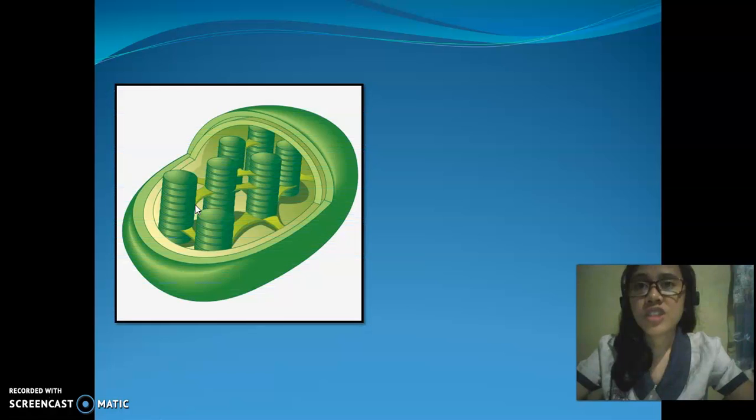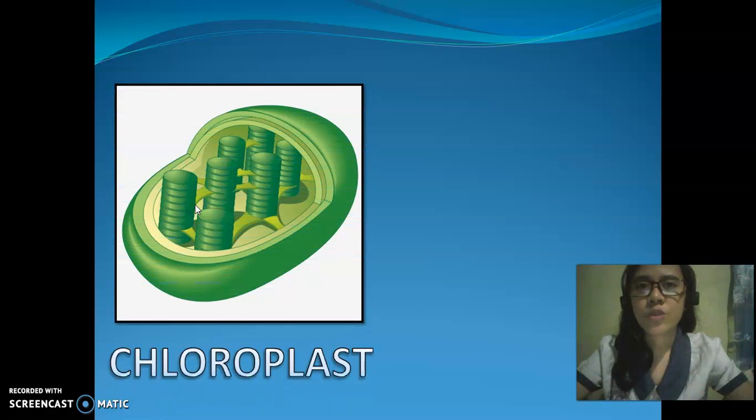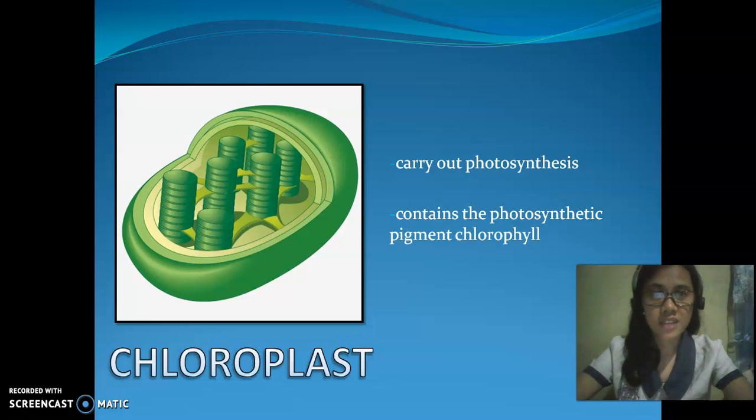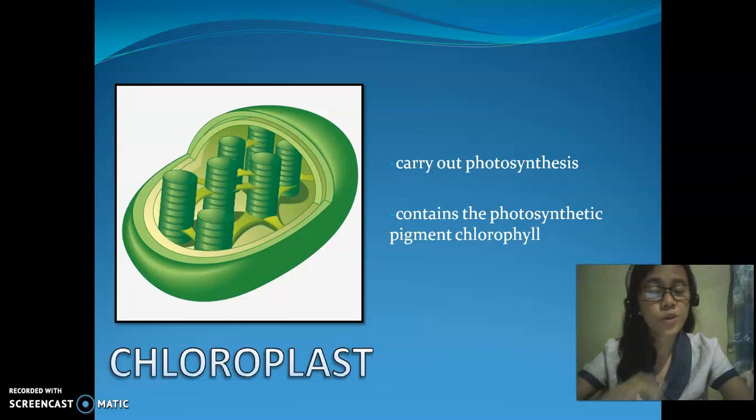Like mitochondria, chloroplasts have their own DNA and ribosomes, but the chloroplasts have an entirely different function. Chloroplasts are plant cell organelles that carry out photosynthesis. Chloroplasts contain the photosynthetic pigment chlorophyll that gives most plants their green color.